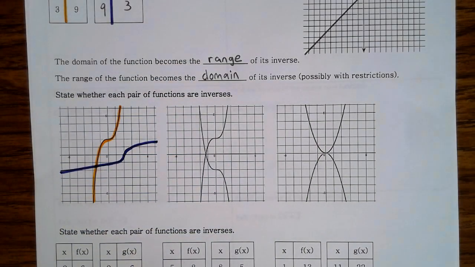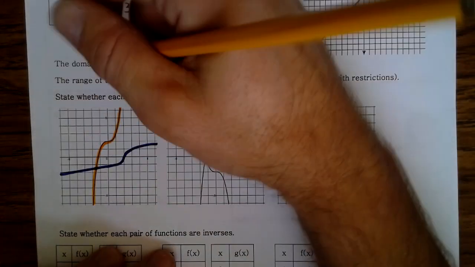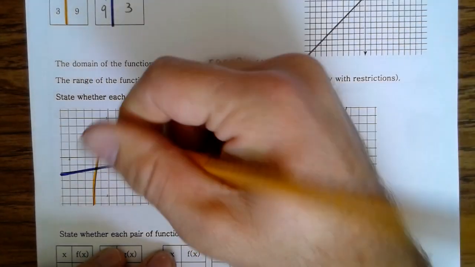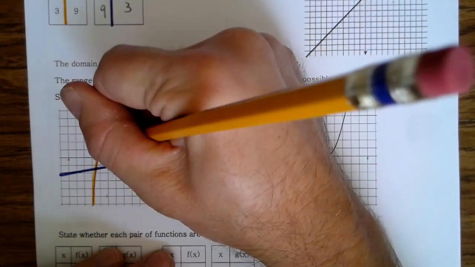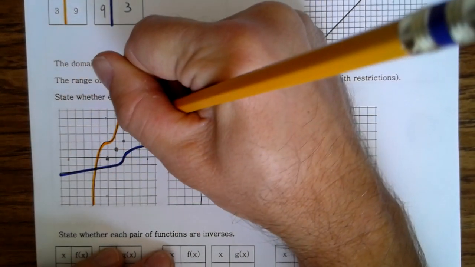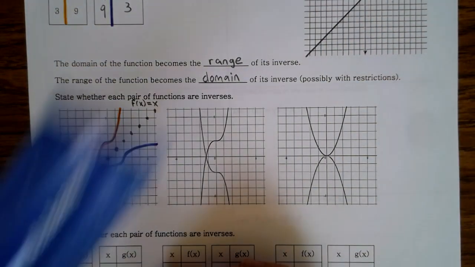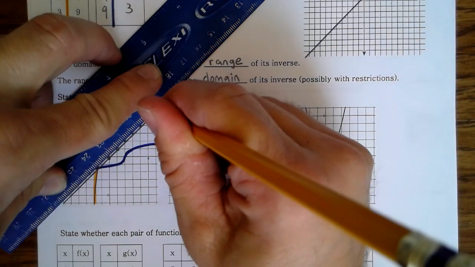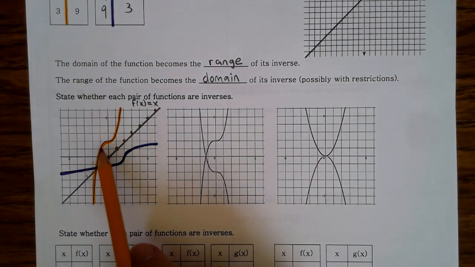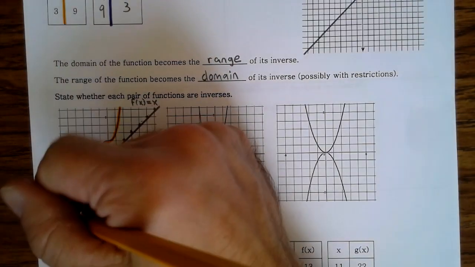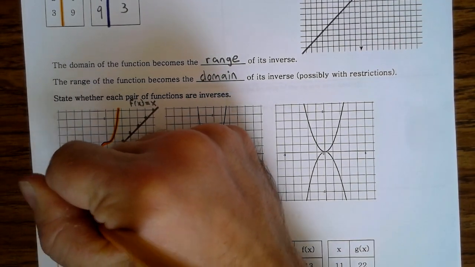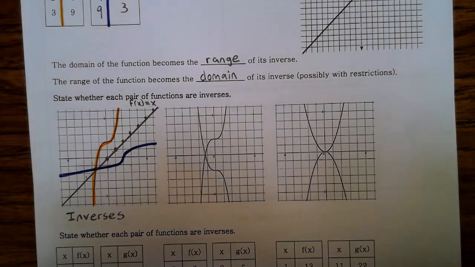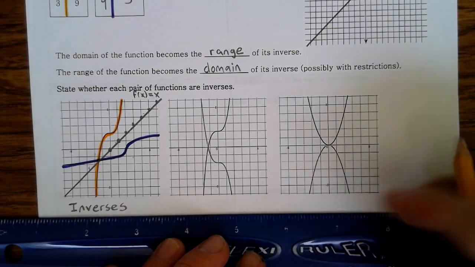Now, if they're inverses, they'll reflect over the f of x equals x line. So let's graph that. That's 1, 1, 0, 0, 1, 1, 2, 2, 3, 3, 4, 4, 5, 5, 6, 6, 7, 7, so on. All right, you can see here that they reflect over the f of x equals x line, so these are inverses. Let's just draw a line here to try to keep our work a little organized.